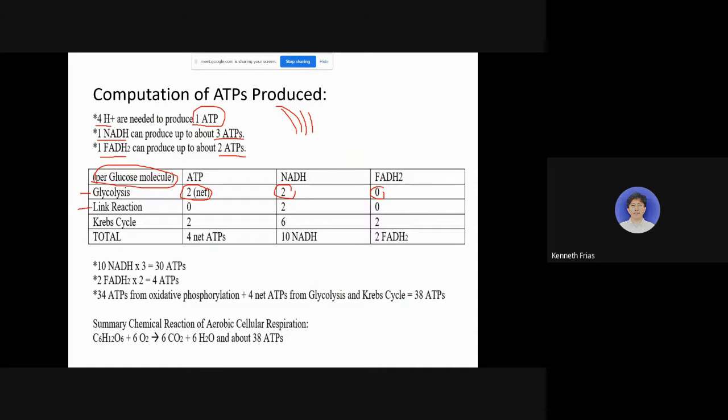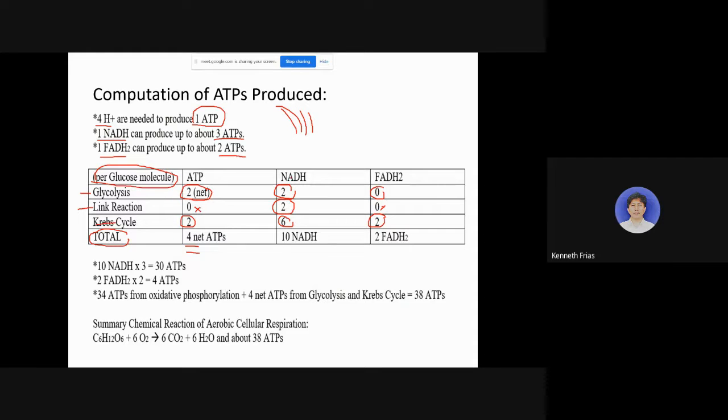Now, the next stage, the link reaction, no ATP is produced, but it's able to produce two NADH and no FADH2. In the Krebs cycle, it is able to generate two ATPs, six NADH, and two FADH2. So if we get the total ATPs produced in the first three stages, there are four net ATPs. Remember, we already deducted the two ATPs used in the energy investment phase.